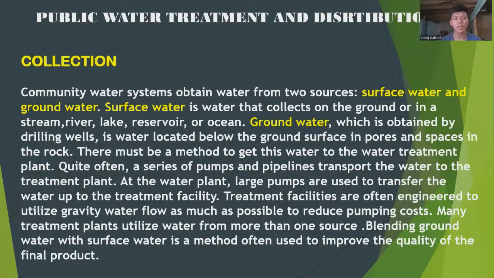So, collection will focus on the two main sources of water, which are surface water and groundwater. Yung surface water, ito ay matatagpuan sa stream, rivers, lake, reservoir. So, yun yung surface waters. And then, yung groundwater naman, ito yung mga tulad ng poso. Most likely poso talaga yung mga poso. So, next slide.